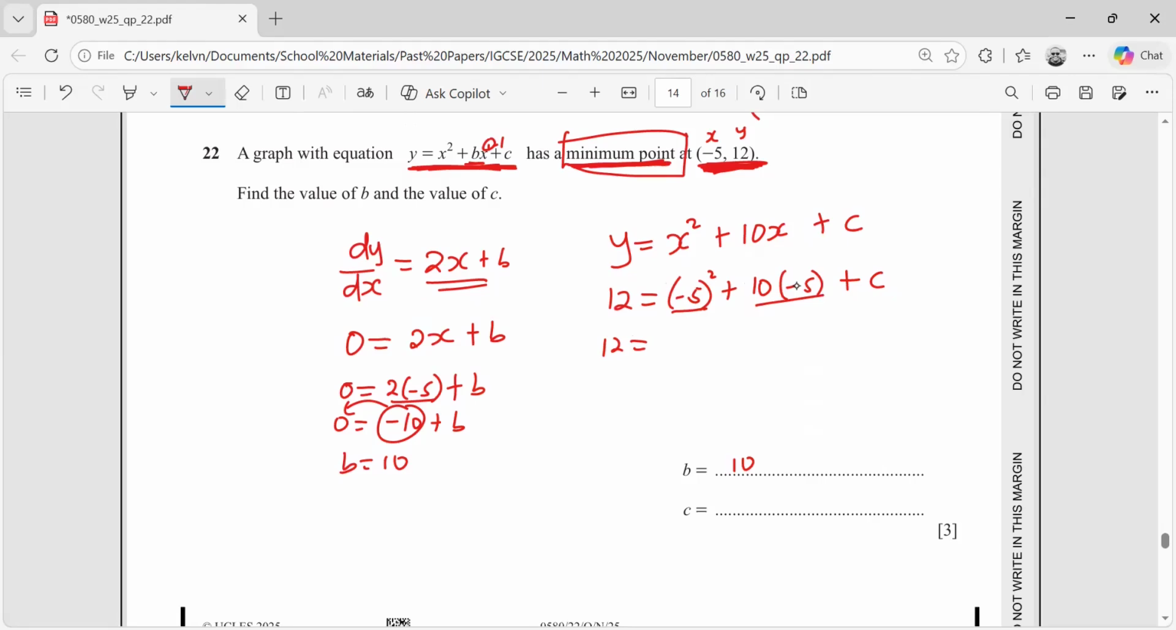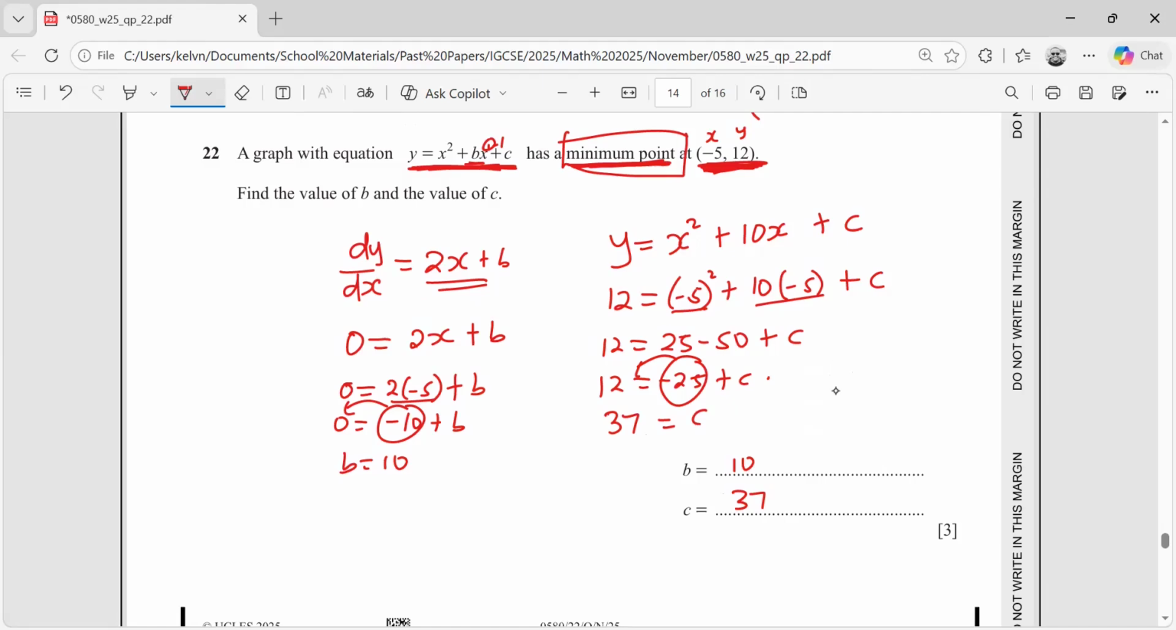And this is negative 50. So basically you have 25 minus 50 plus C. So 25 minus 50 is negative 25 plus C. If I take this to the other side, it actually becomes positive. So basically 12 plus 25, which is 37, equals C. So our C, we know, is 37.